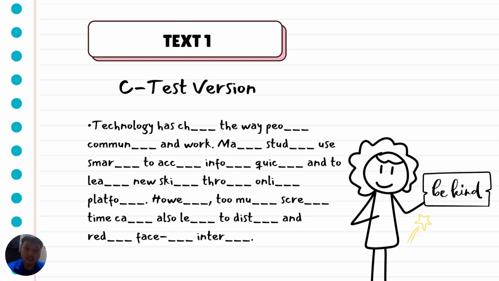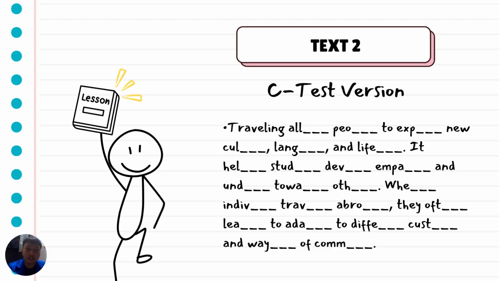This is the C-test version of the text that we read before. So it's gonna look like this. Now for text number two, this is the C-test version for text number two. We're gonna read it and complete it.